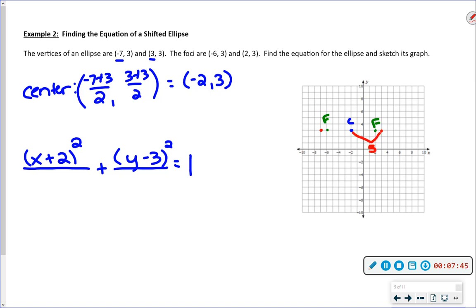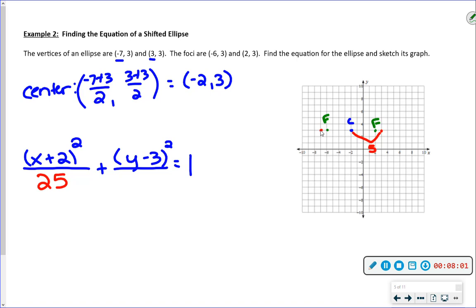So I'm like, that's 5 units, 5 squared, 25. Piece of cake. The tricky part on this one, I don't know B. I don't know how tall I would count out my ellipse when I draw it. So I'm like, okay, what else do I know?